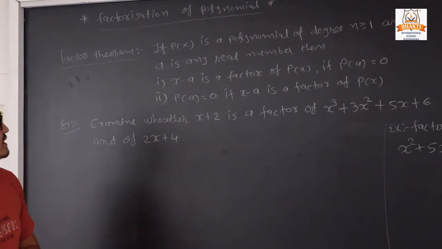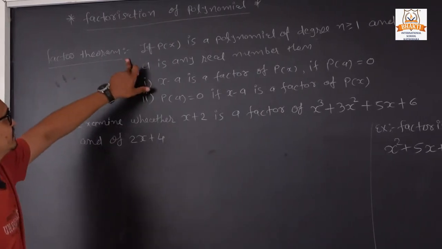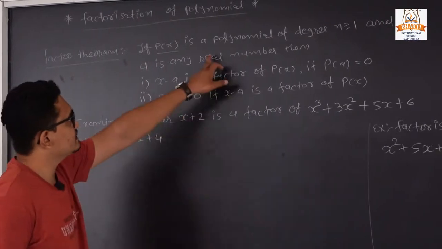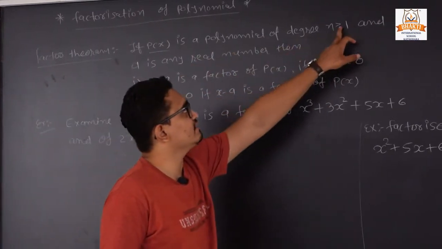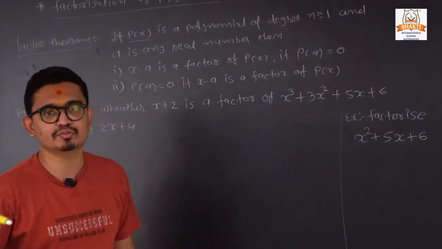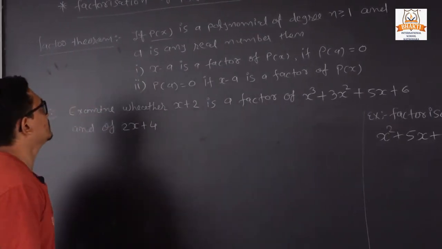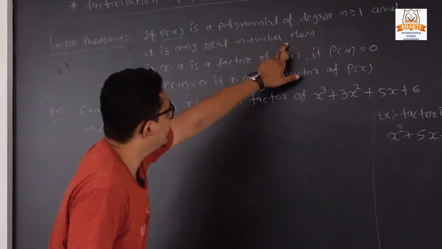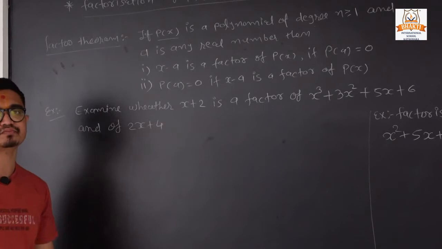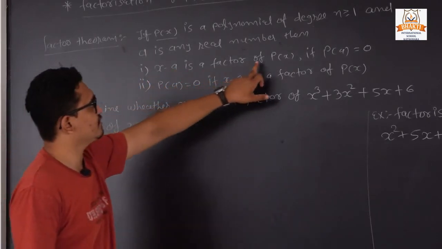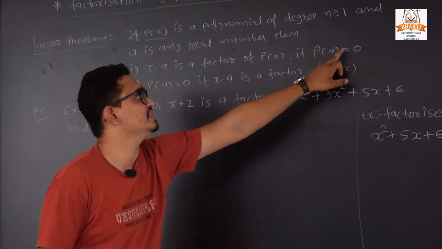For that they give one statement: if p of x, our polynomial, is of degree greater than or equal to 1, it means if it is a linear, quadratic or cubic polynomial, and a is any real number, then we have two conditions. First, x minus a is a factor of p of x if p of a is equal to 0.